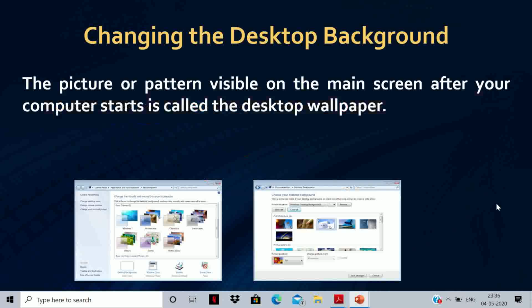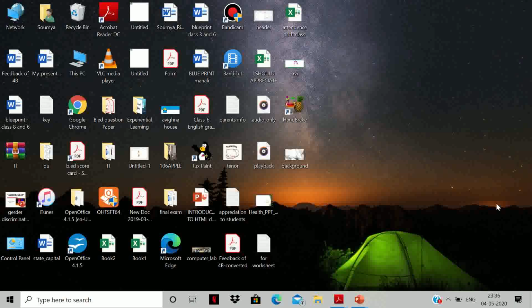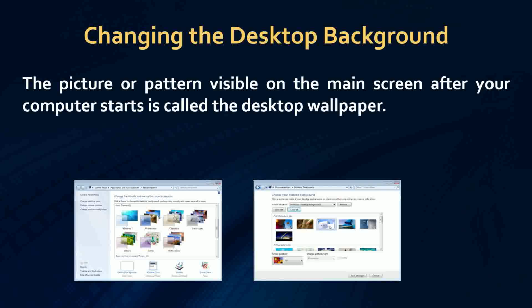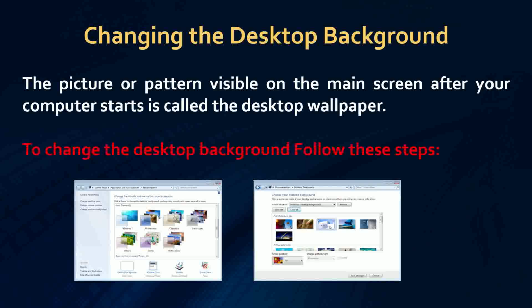If I click on Control Windows D, you can find this picture, right? This is called the wallpaper. Okay, so the picture or pattern visible on the main screen after you start the computer is called desktop wallpaper. So how will you change the desktop wallpaper?